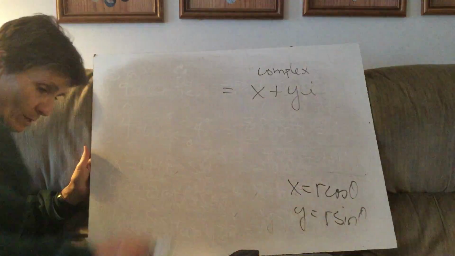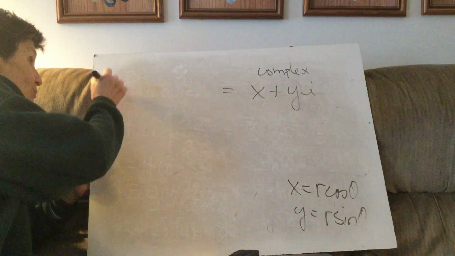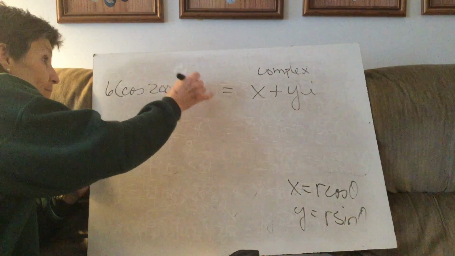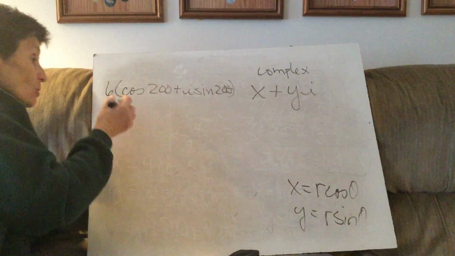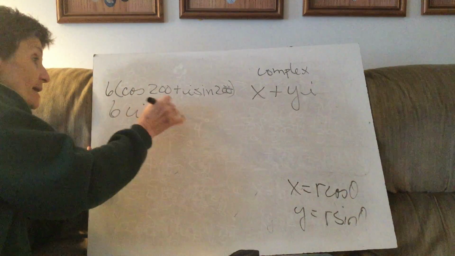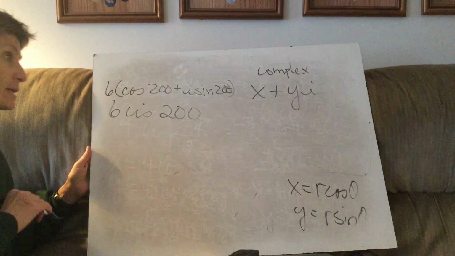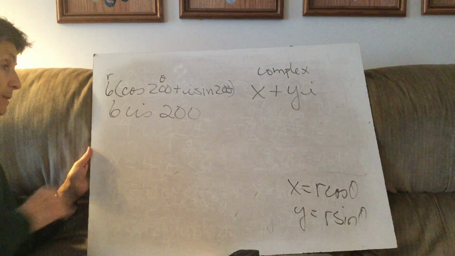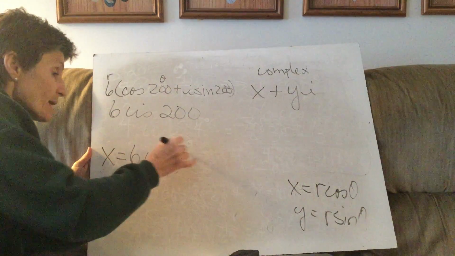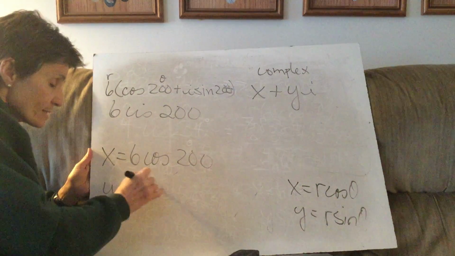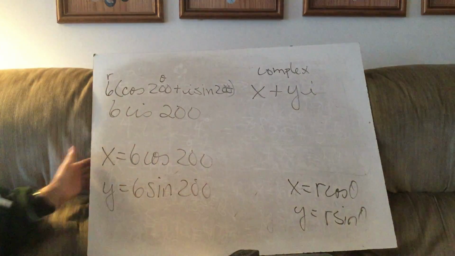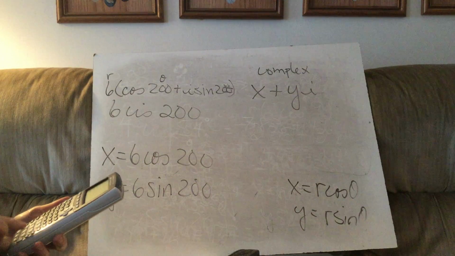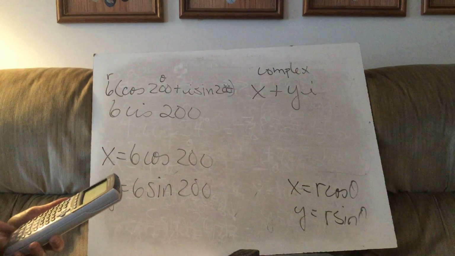Okay, and then we got the last one in this section, which is written out longhand. Do not be alarmed. That's the longhand. It means the same thing as 6 CIS 200. This is your R, this is your theta. So x equals 6 cosine 200, and y equals 6 sine 200. So 6 cosine 200, 6 sine 200.